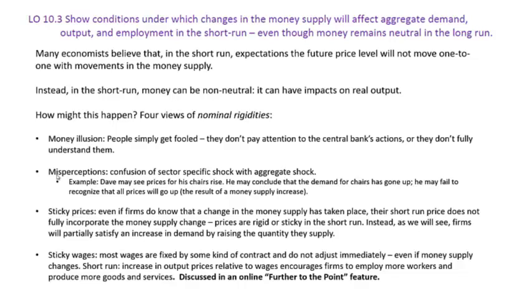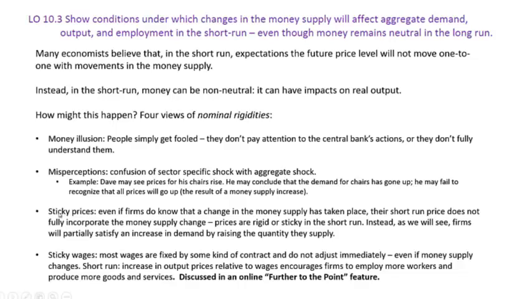We can modify that, and we can talk about situations where there might be misperceptions or confusions, that market participants may confuse a shock to their own specific sector with an aggregate shock. Now, what do we mean by that? Let's go back to our friend Dave, who is a furniture maker, and Dave may be seeing prices for his chairs rise. As a result, he may conclude that the demand for his chairs has gone up. But that may not be what's really happening. Instead, what may have happened is that the money supply rose, and Dave is just getting a little bit confused about that. He's failing to recognize that all prices, not just the prices of chairs, but all prices will go up, and that's why he supplies more chairs.